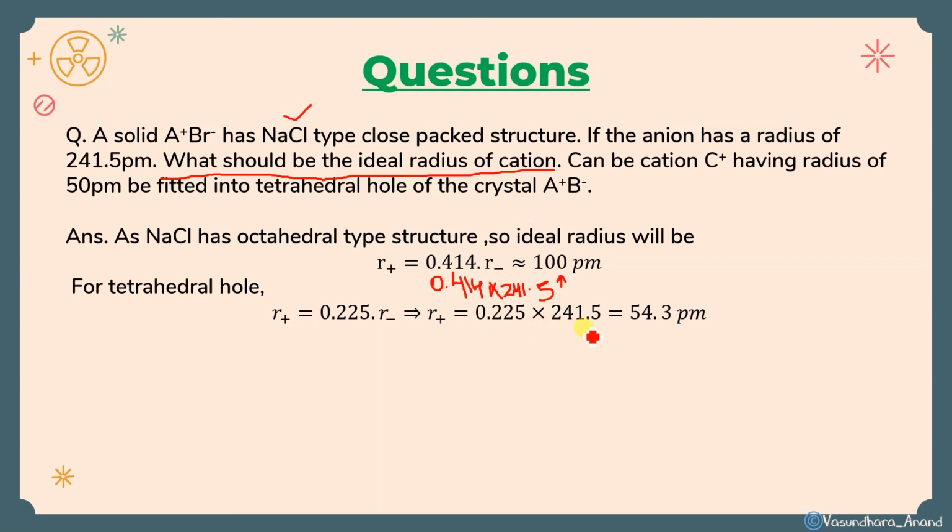Just do it and calculate it. 0.225 multiplied by the anion size, 241.5. You just get it. The hole size we are getting is 54.3 picometer. And the cation which is given, what size is it? Only 50 picometer. The cation size is smaller than the hole size, so it will easily fit. Got it? So yes, the cation C plus can be easily fitted. Clear? Because its size is smaller than the tetrahedral hole, isn't it?